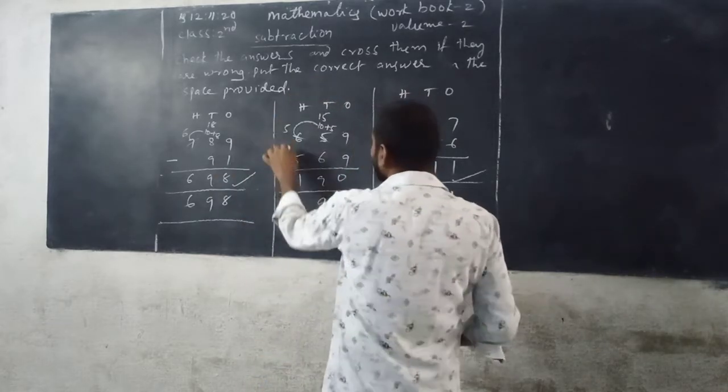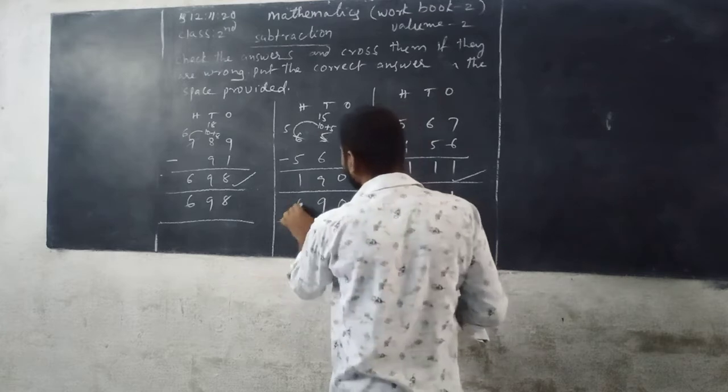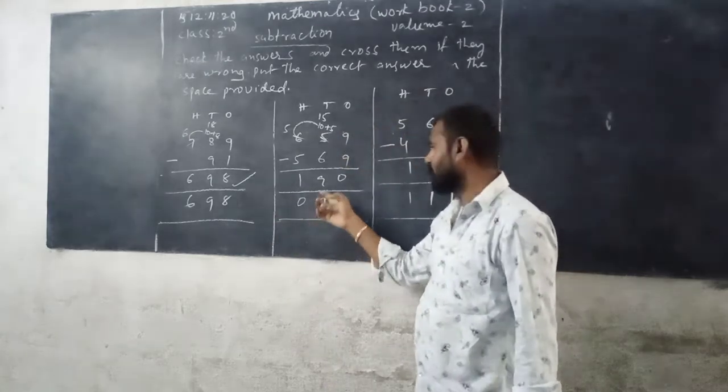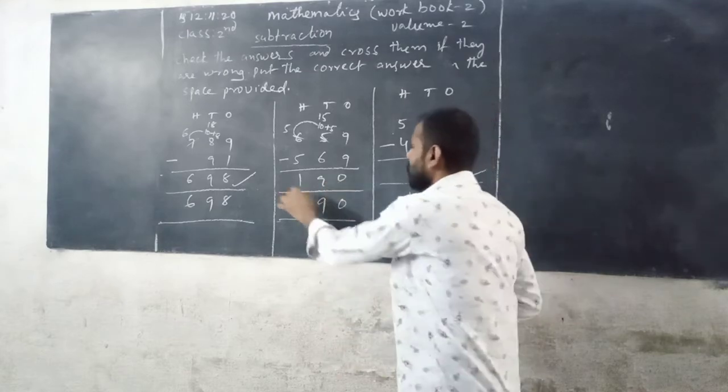Now next, 5 minus 5, 0. The correct answer is 90. But here 190 is given. This is wrong. Then cross it.